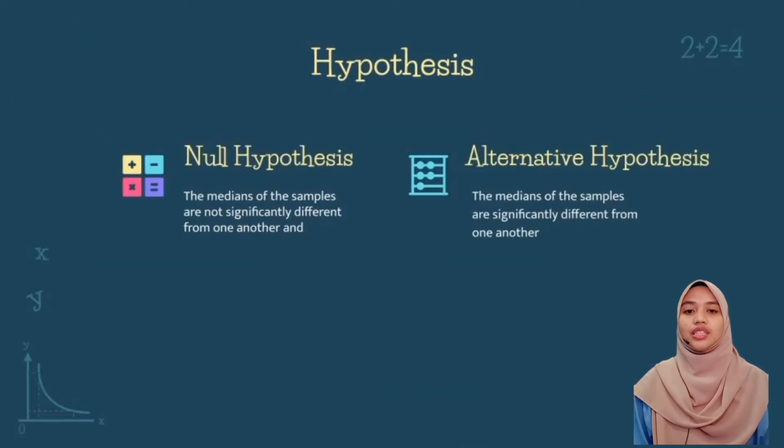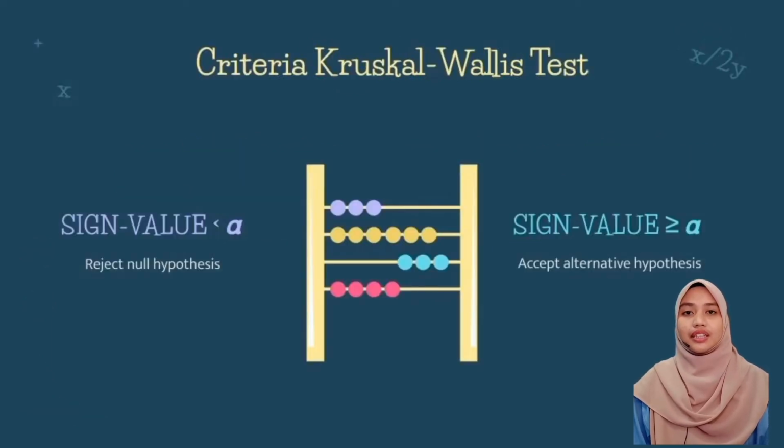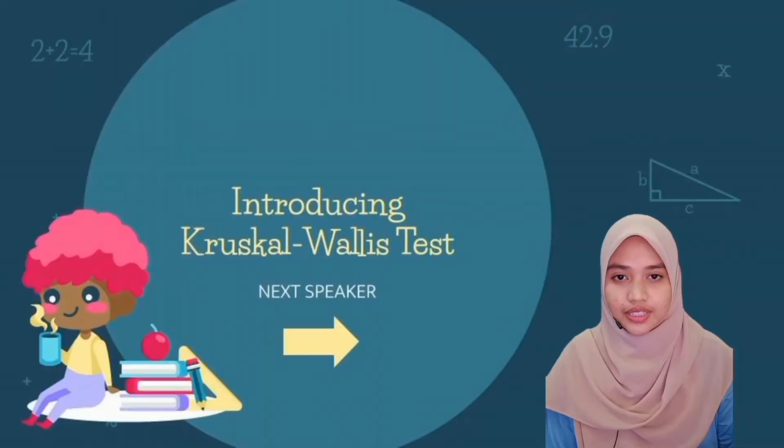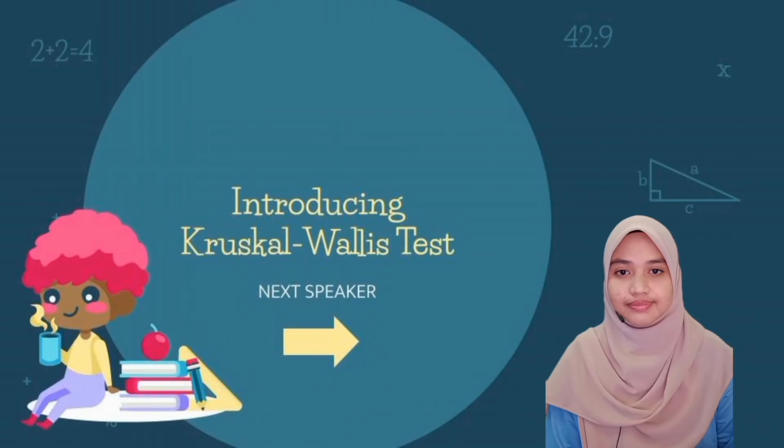The null hypothesis is the medians of the samples are not significantly different from one another. The alternative hypothesis is the medians of the samples are significantly different from one another. The criteria of the Kruskal-Wallis test is when the significance value is less than alpha, we reject the null hypothesis, while when the significance value is greater than or equal to alpha, we accept the alternative hypothesis. So that is the introduction to the Kruskal-Wallis test.